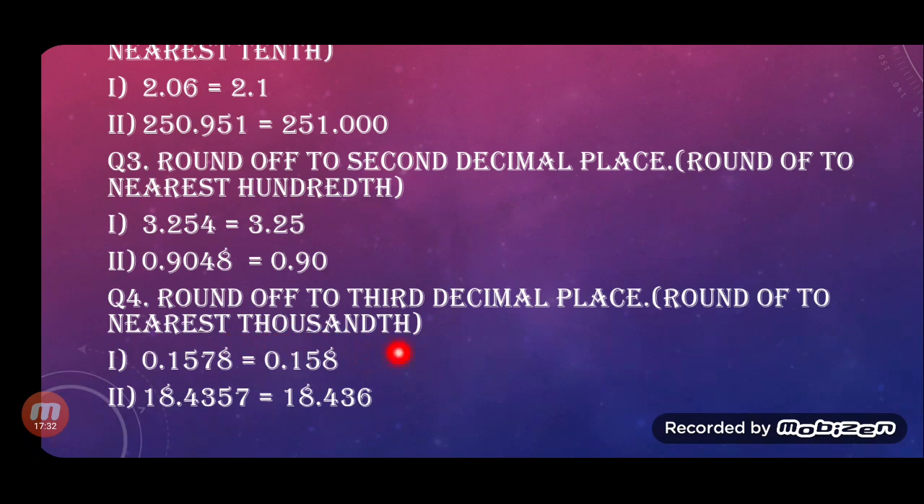Next, 18.4357. The digit which we have to round off is 5. What will we do? Just see the right side digit of 5, that is the ten-thousandths place. It is 7. Again 7 is more than 5. So we will add 1 to the rounding off digit, that is 5 plus 1, 6, and drop all the rest of the digits. So the answer will be 18.436.